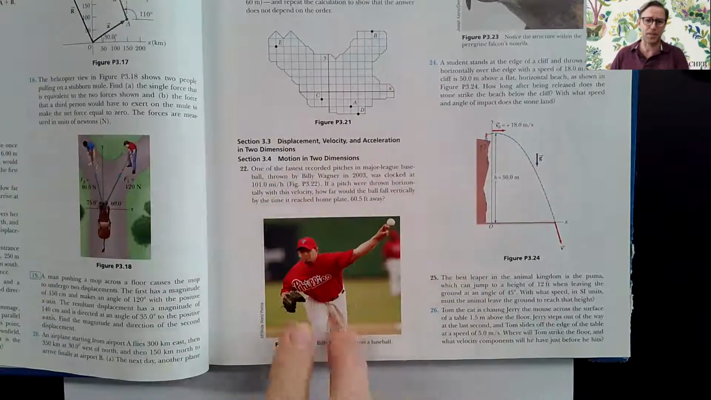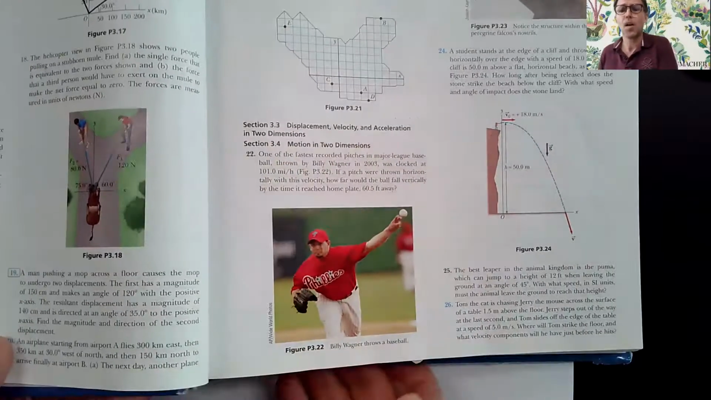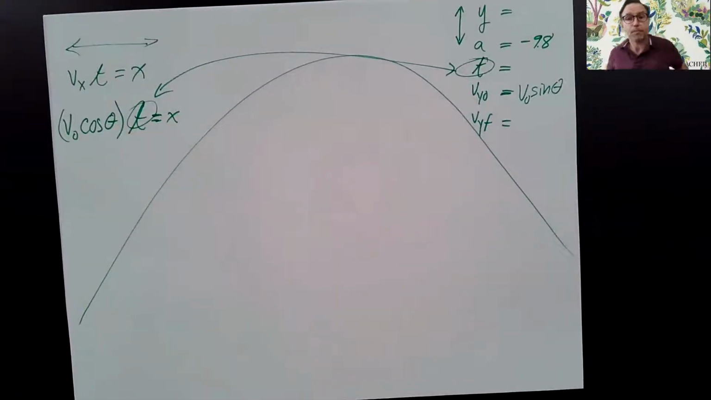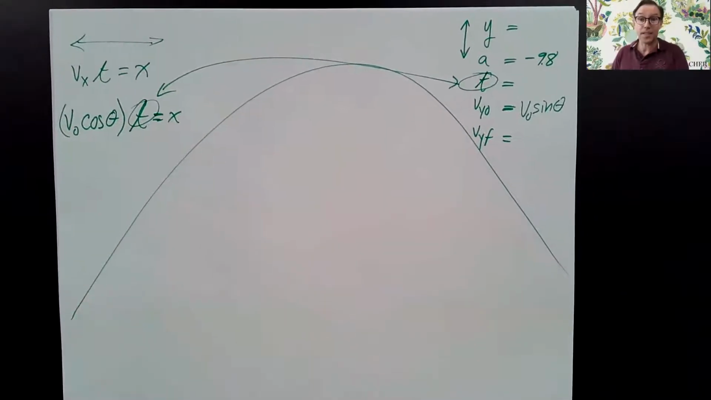And then there's a picture of this person who played for the Phillies. So if I were to say to you, what's going on in problem 22? I don't want you to tell me that it's Billy Wagner, or that he wore a red shirt, or that he played for the Phillies, or that it happened back in 2003. None of that matters.